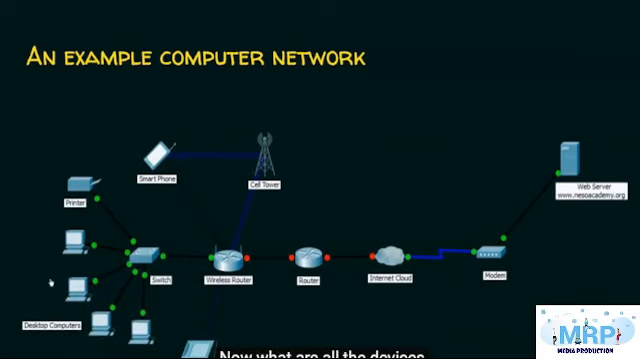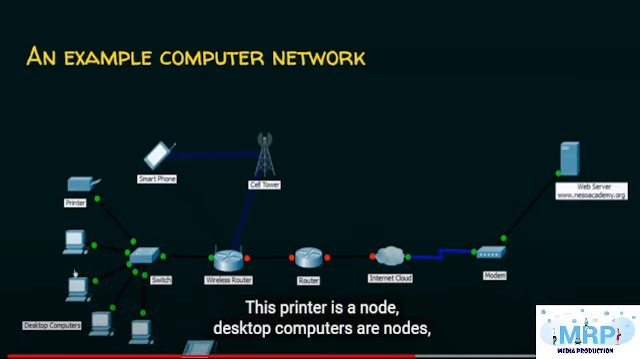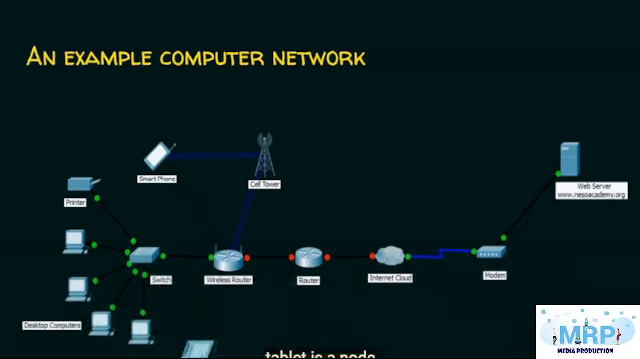Now what are all the devices or nodes involved in the network? This printer is a node. Desktop computers are nodes. Tablet is a node. The smartphone is a node. Cell phone tower is a node. This wireless router is a node. Router, internet cloud. See, there are lots of nodes involved in this internet cloud. In reality, the internet contains lots of intermediary devices. These are all intermediary devices, and these are all end devices.